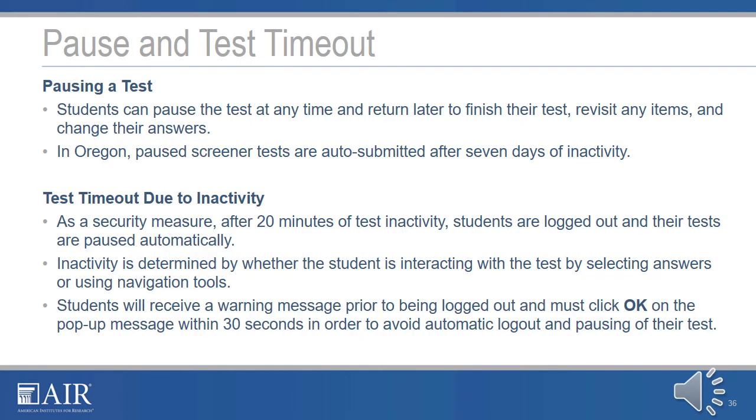This slide has been updated with Oregon-specific information. As a security measure, after 20 minutes of test inactivity, students are logged out, and their tests are paused automatically. Inactivity is determined by whether or not the student is interacting with the test by selecting answers or using navigation tools. Students will receive a warning message prior to being logged out and must click OK on the pop-up message within 30 seconds in order to avoid automatic logout and pausing of their test.